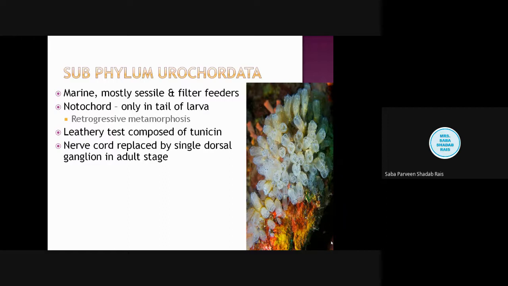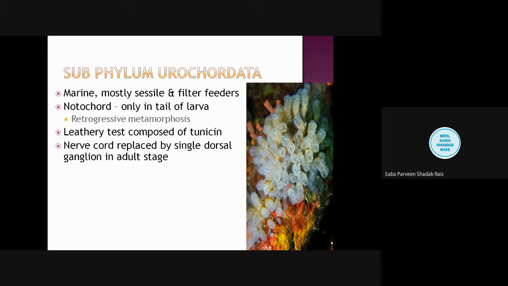What happens in the adult stage? In the adult stage, the nerve cord is replaced by a dorsal ganglion. Now, we have all discussed ganglia in semester 5. These are neuronal structures which control various functions. Like we have a complete brain, the lower animals do not possess a brain. Instead, they have neuronal junctions. These neuronal junctions control the various functions which a nervous system should possess. So the nerve cord in this particular animal is replaced by a dorsal ganglion.